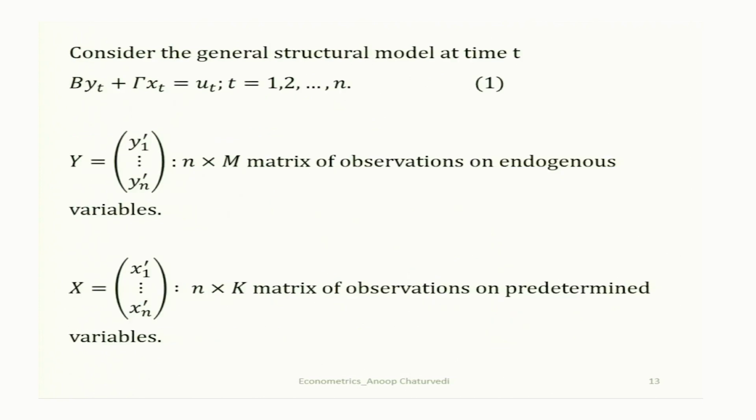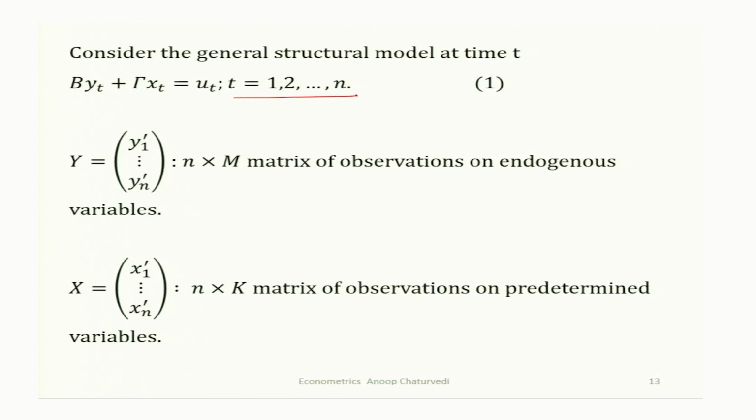Now, we consider this general structural model. So, at time t, you have the relation B y_t plus gamma x_t equal to u_t, t taking values from 1 to n. So, you have n observations.